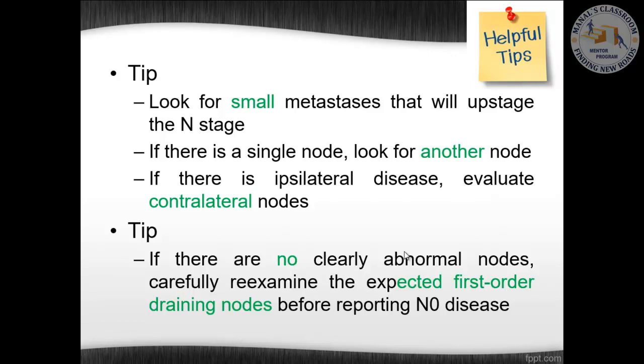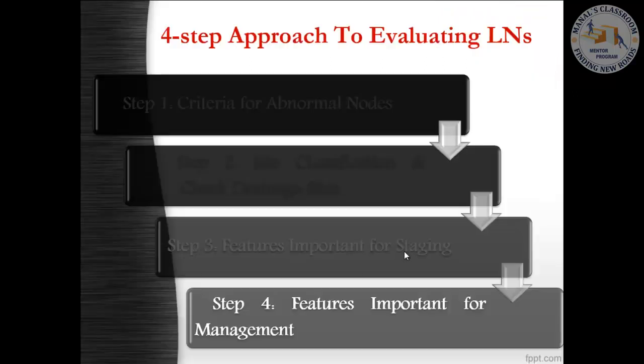If there are no clearly abnormal lymph nodes, carefully re-examine the expected first order draining nodes. This is back to knowing the drainage site of the tumor. Maybe at the first glance at the images, you didn't detect a lymph node. But when you know the drainage site, you go and specifically check on these sites, okay?